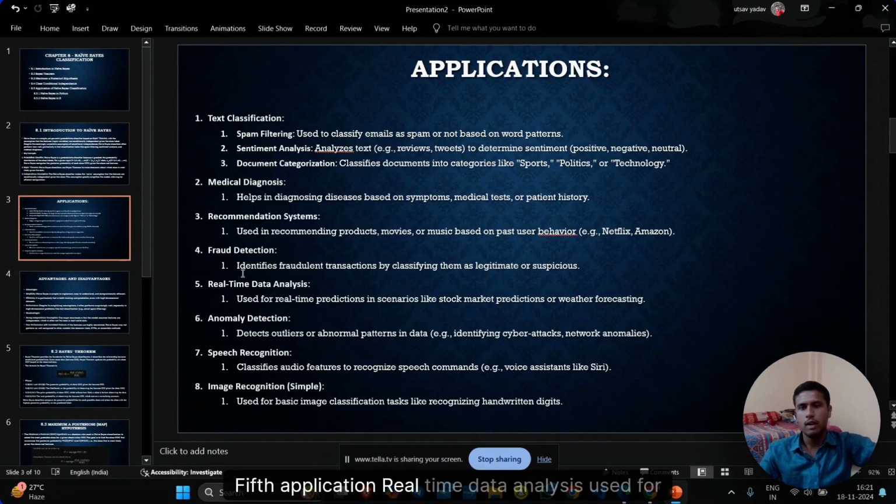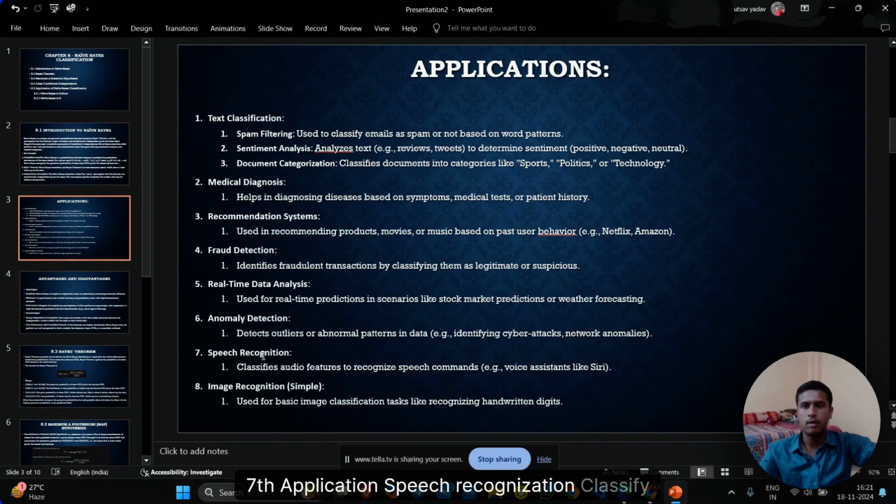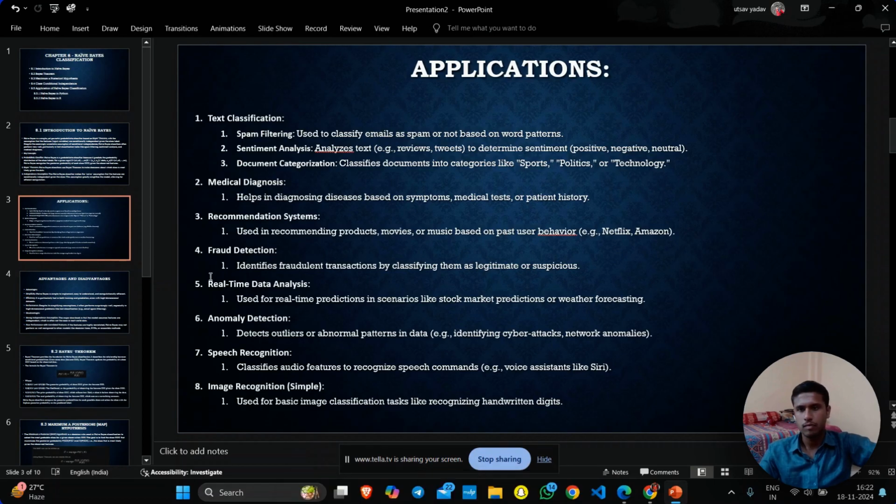Fifth application, real-time data analysis, used for real-time prediction in scenarios like stock market prediction or weather forecasting. Sixth application, anomaly detection: detect outliers or abnormal patterns in data. Seventh application, speech recognition. It classifies audio features to recognize speech commands. Example, voice assistants like Siri. Image recognition: used for basic image classification tasks like recognizing handwritten digits.